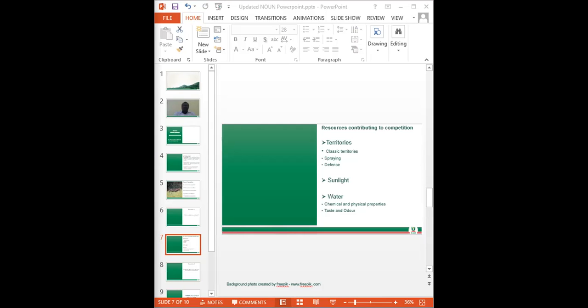So when we talk about water, there's always need for us to talk about the chemical and the physical properties. Those are the temperature, dissolved oxygen, pH, alkalinity, conductivity, salinity, and so on and so forth. These are the properties of water, and these properties have their ranges, have their standards.